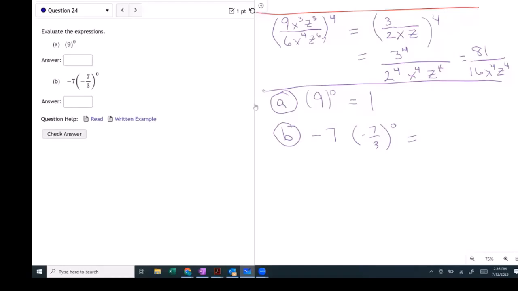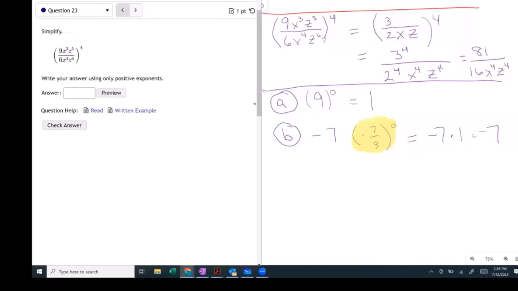This part right here, all of this is just 1. This becomes -7 times 1, which equals -7, period. That's it. The exponent only affects whatever it's next to. Here it's next to the parentheses. It doesn't even matter if inside the parentheses I have all this. If that was to the 0 power, it would equal 1 because it's next to the parentheses.